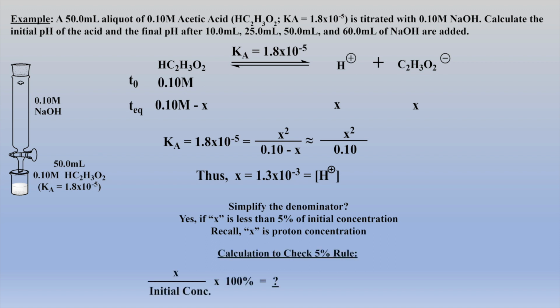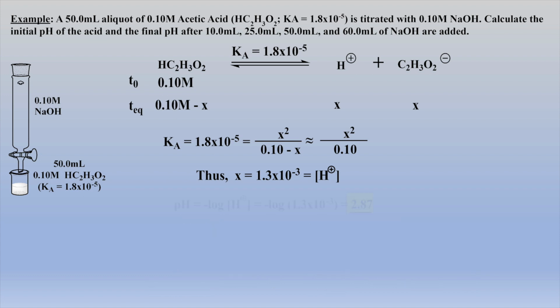So let's check our assumption of the 5% rule and see if the change is less than 5% of the initial concentration. And it is, only 1.3%. Now we can convert the proton concentration to the pH. Note the log sig fig rule. When taking the log of a number with 2 sig figs, one must report 2 sig figs after the decimal point.